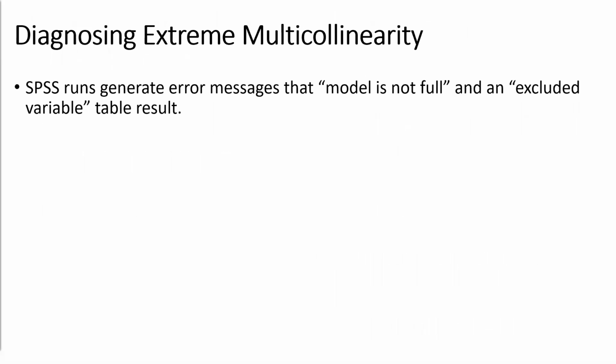How do we diagnose extreme multicollinearity? In SPSS, if you do a run, you may get an error message that may note that the model is not full or that an excluded variable table is created. And what it will do is dump out one of those variables from the model. So that one won't be taken into account. It will keep one and dump the other, and you don't get to control which one gets dumped, unfortunately. But if one of them gets spat out of the model when you're running it, that's a sign that you need to look at the relationship between that variable and the other independent variables in your model.